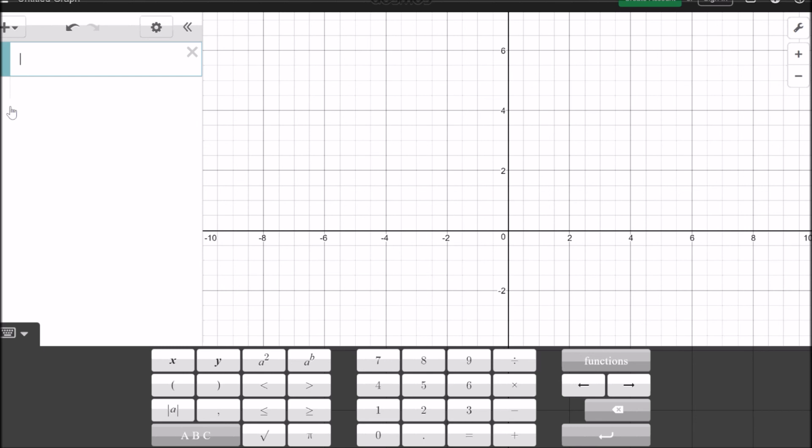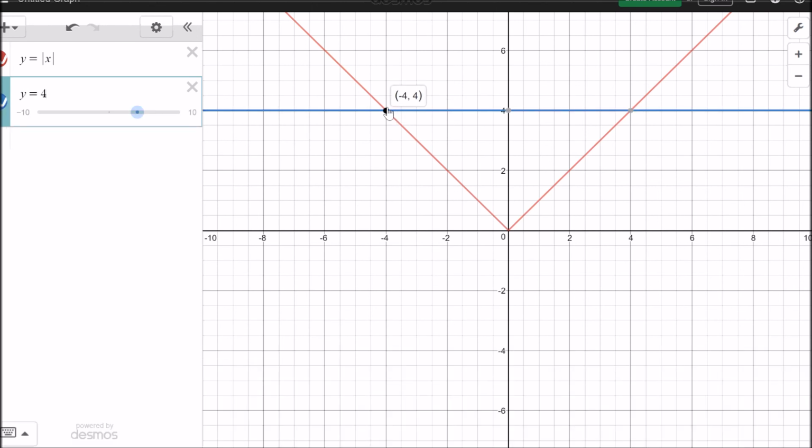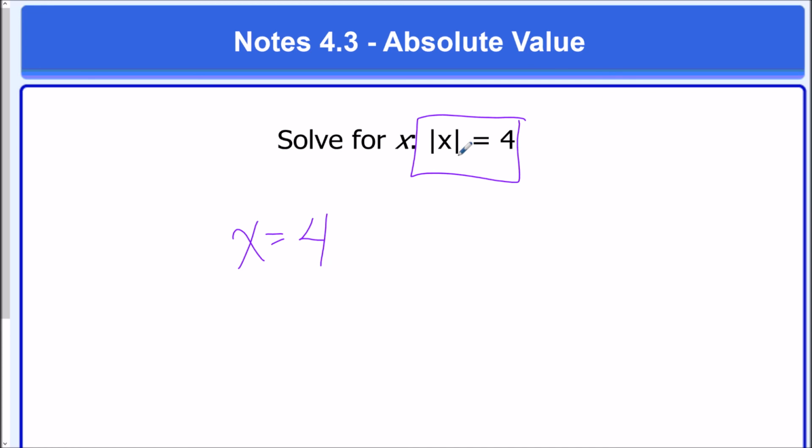So going to Desmos, I'm going to start graphing. I'm going to graph out y equals the absolute value of x. And then I'm also going to graph out y equals 4. And if you notice right here, we have 2 intersection points. We have 2 answers. One of them is at positive 4, but the other one is at negative 4. And the reason why the other answer is negative 4 is because when you take the absolute value of negative 4, you still get 4. So x could be 4 or negative 4. Okay?